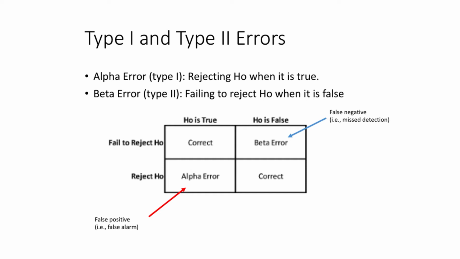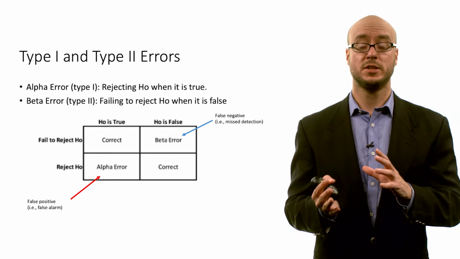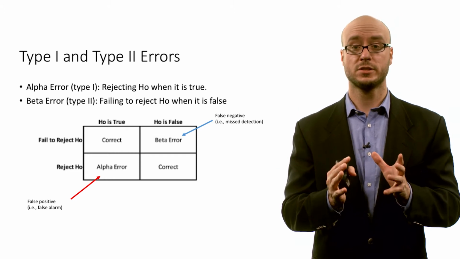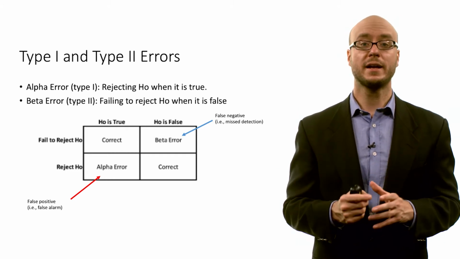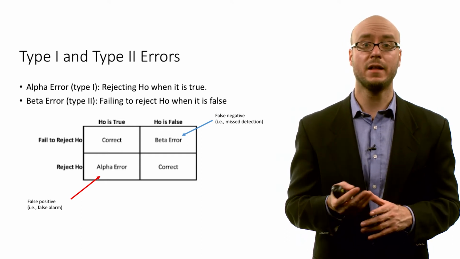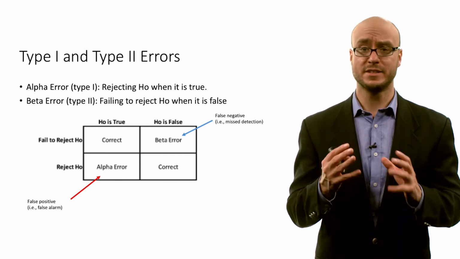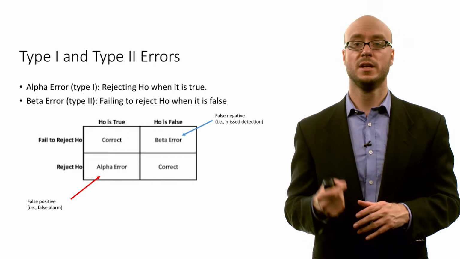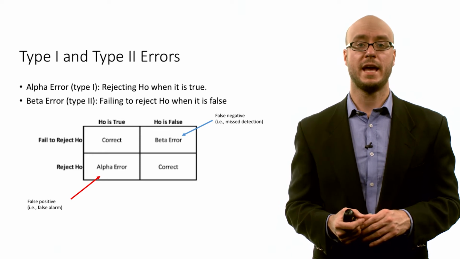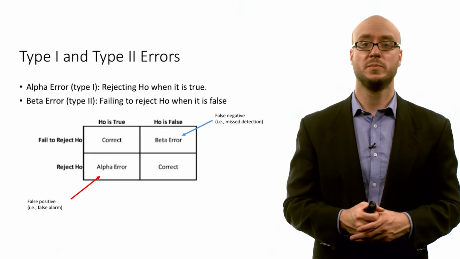We call that a type 2 error, or sometimes a beta error. Now you can see here that we can either make a correct decision or an incorrect decision. The two correct decisions would be if in reality the null is true, and we fail to reject the null. That's a correct decision. Or it's possible the null is false in reality, and our decision is that we reject the null. In that case, we also make a correct decision.